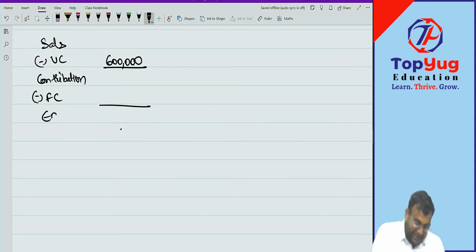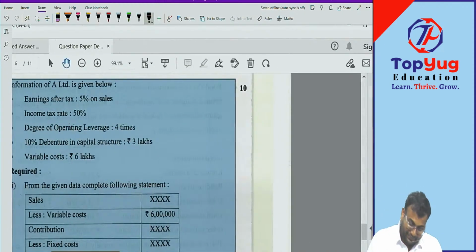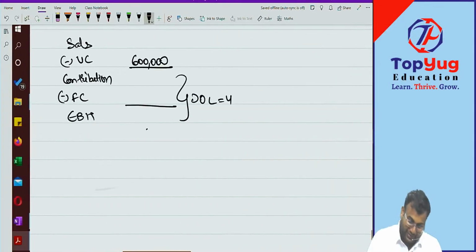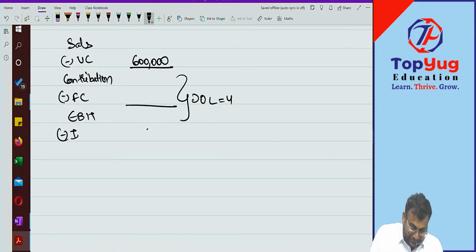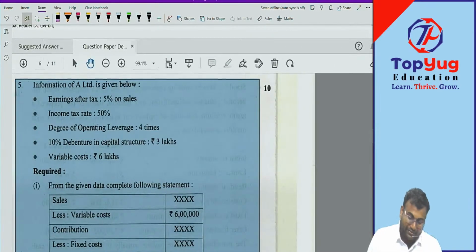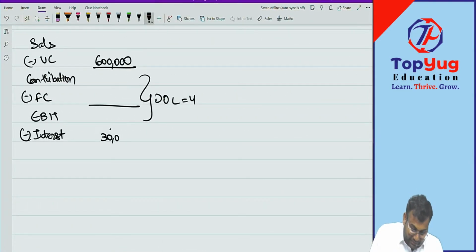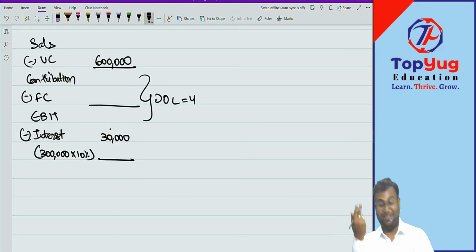EBIT we don't know, right? So something we know, I don't know what we know. Degree of operating leverage is 4, that we know, correct? Minus interest, do we know? How much is interest? 10% of 3 lakhs. 10% debenture in capital structure is 3 lakhs. So that is 30,000. I will do it here only, 3 lakh into 10%. At least I know something.